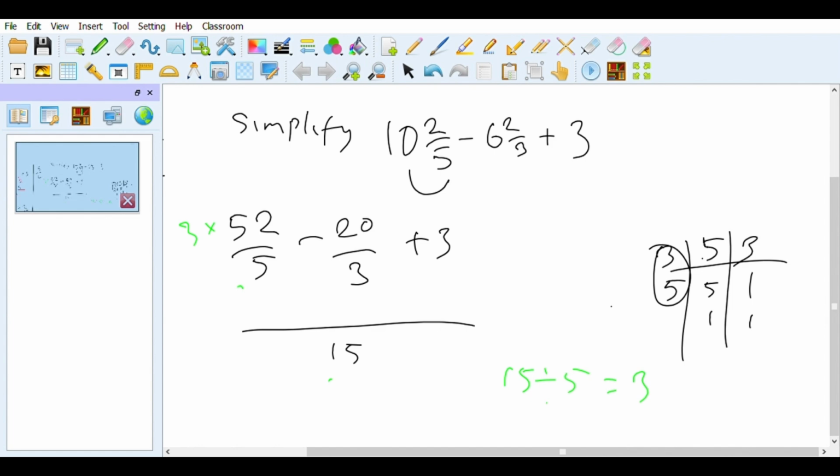Okay, so what are we going to have? 3 times 2 here is 6, then 3 times 5 is 15. So we have 156 over 15. Okay, and then minus. Then we'll do the same thing: 15 divided by the next denominator, that is 3, gives 5. Use that 5 to multiply the numerator. 5 times 0 is 0, 5 times 2 is 10. So we have 100 there.